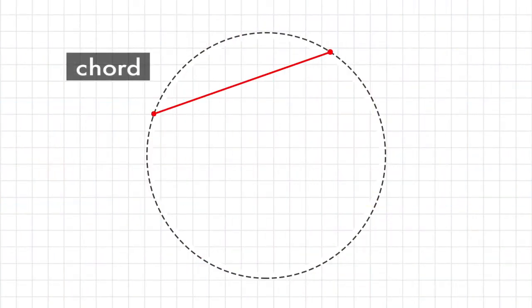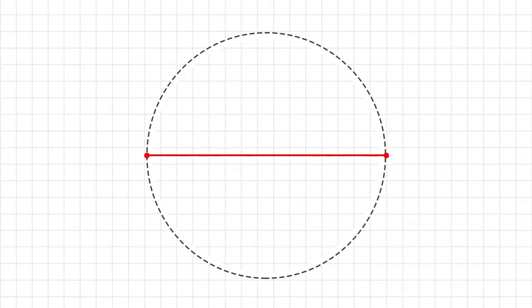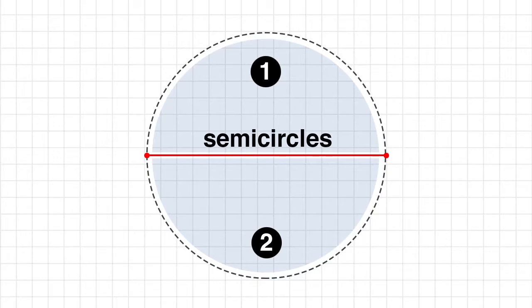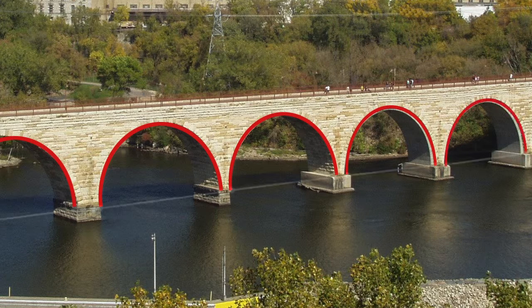A chord is a line that touches any two points on a circle's circumference. A chord that intersects the circle's center bisects the circle, forming two semicircles. A chord creates a circle segment. The arches of this bridge are circle segments.